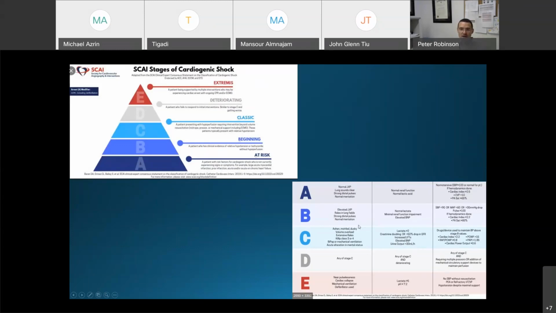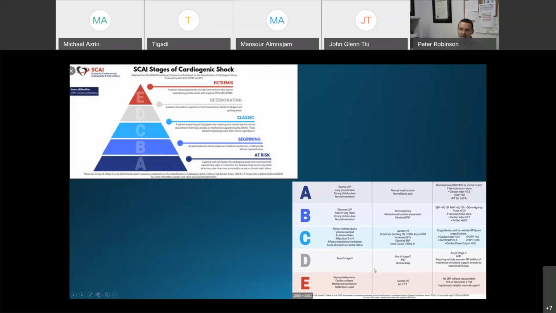These are the classic shock situation. They're ashen, mottled, dusky. They're volume overloaded, they're aroused, and they're class 3 or 4 heart failure. What they're trying to point out is if we wait till everybody gets to stage C or D before we do something more aggressive, maybe we've waited too long and we should start doing stuff earlier.